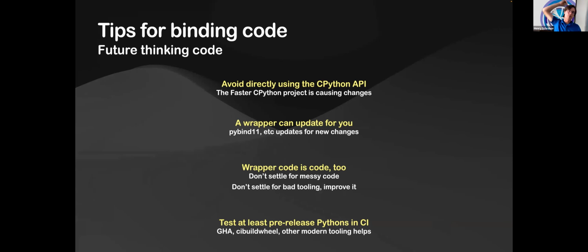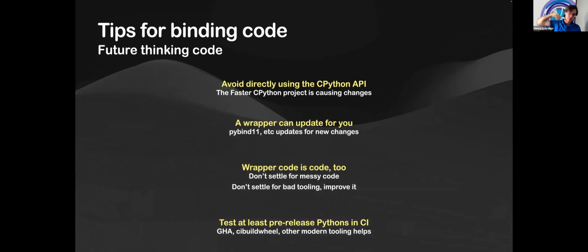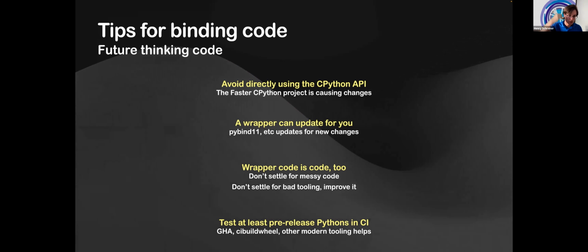A few tips for best practices for this. Really, I would highly recommend avoiding the CPython API itself. It's undergoing changes, and it will undergo more changes. The Faster CPython project, which is fantastic, is the reason that Python 3.11 is 25% faster on average and 60% in some cases. That is causing API changes, and it will continue to. Using a layer in between is really helpful. The core devs are suggesting that. A wrapper can help you with that.